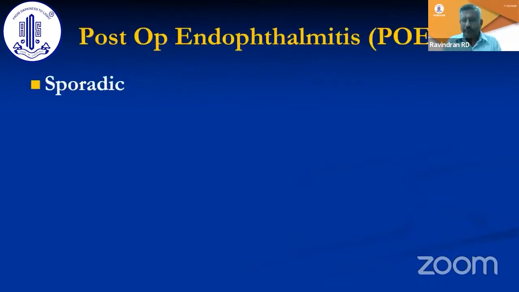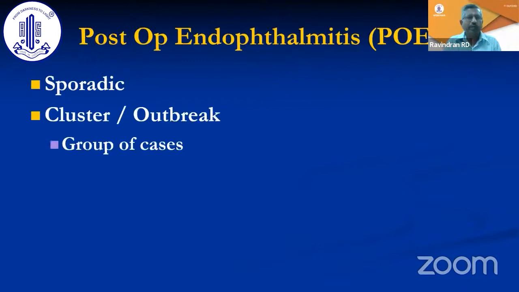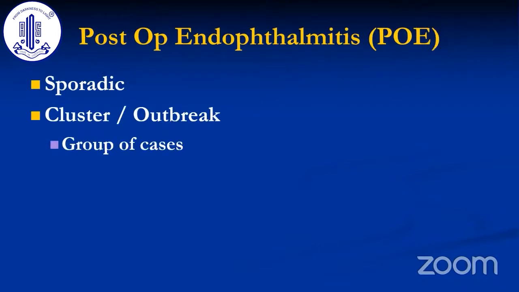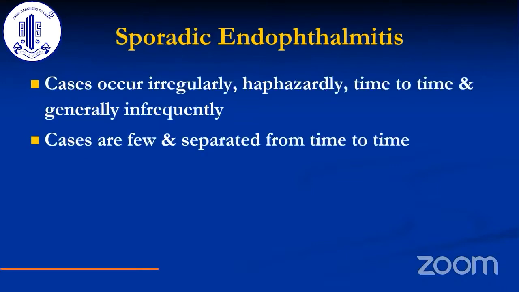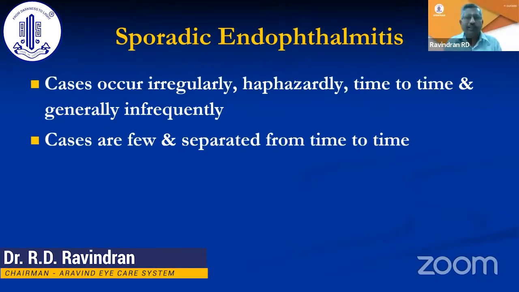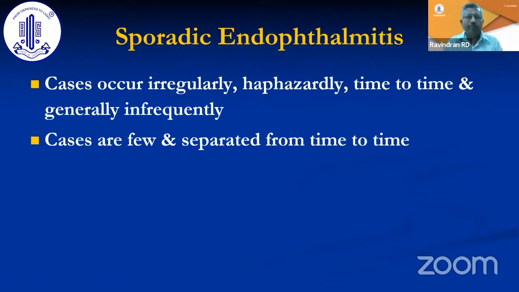Postoperative endophthalmitis could be sporadic or a cluster, which is also called an outbreak when you have a group of cases. Sporadic endophthalmitis is very different. We see it on and off, with very few cases separated from time to time, occurring irregularly, haphazardly, and very infrequently. You cannot connect two cases to any single cause.